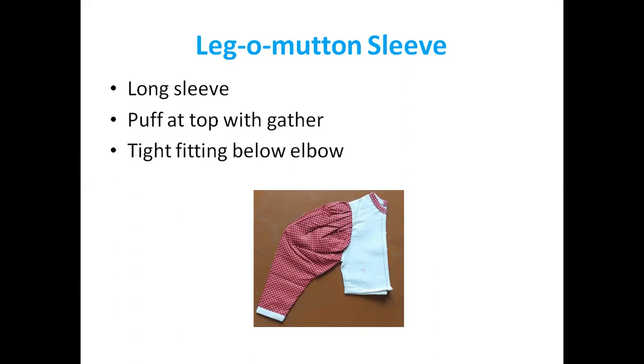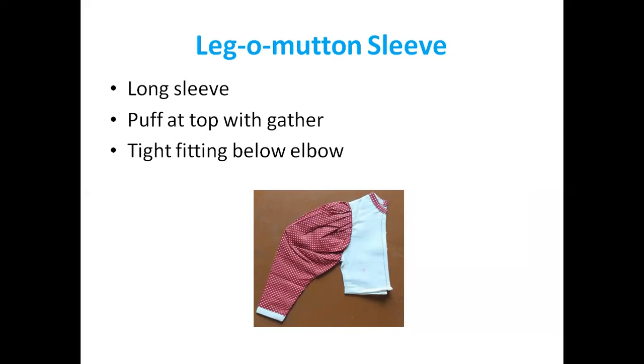But what is the difference when compared to puff at top and leg of mutton sleeve is this leg of mutton sleeve will be having gathering at the top portion, but it will be tightly fitted after the elbow portion. So you can see a tight fitting after the elbow portion. For this, you have to take a full length sleeve and start slashing from the arm side. Then after slashing, you have to take a new pattern sheet and spread the slashed area and trace it. So this is called as leg of mutton sleeve pattern.